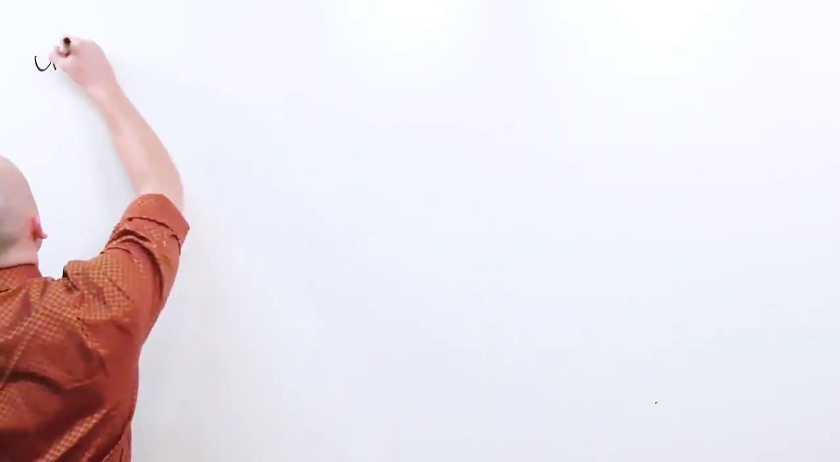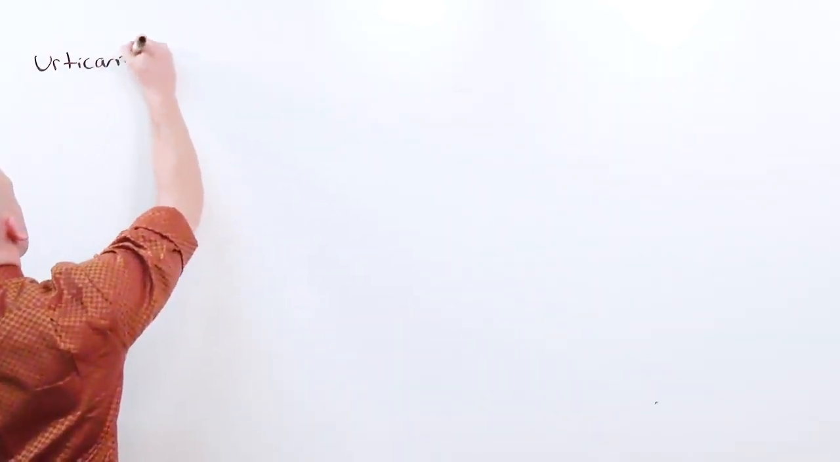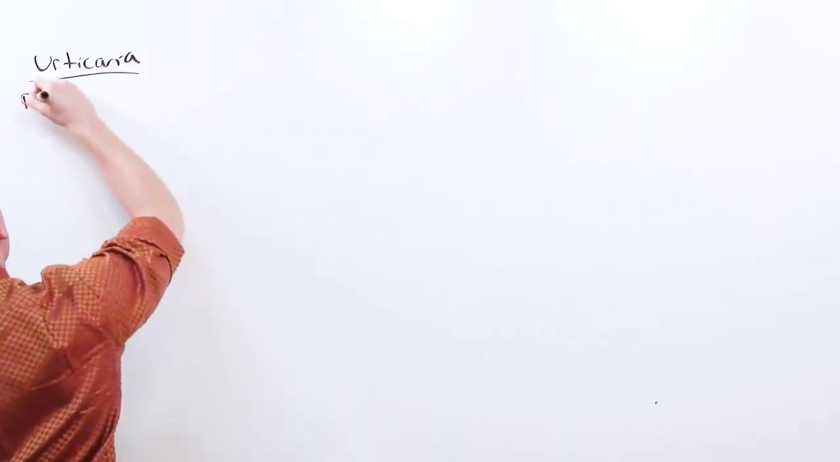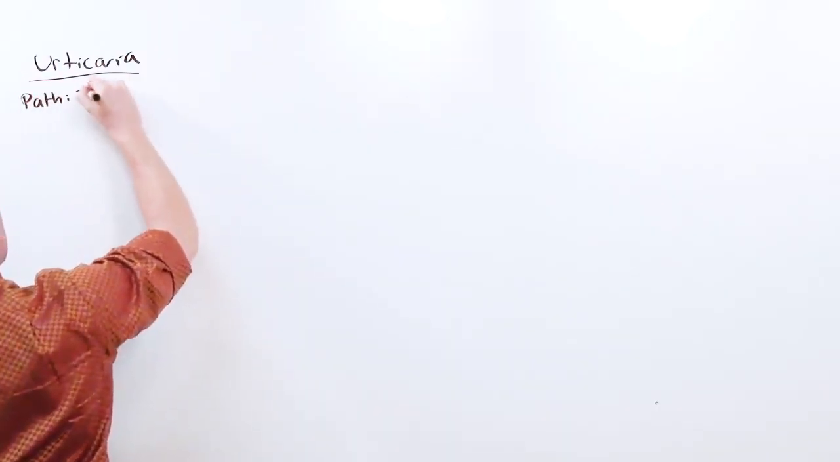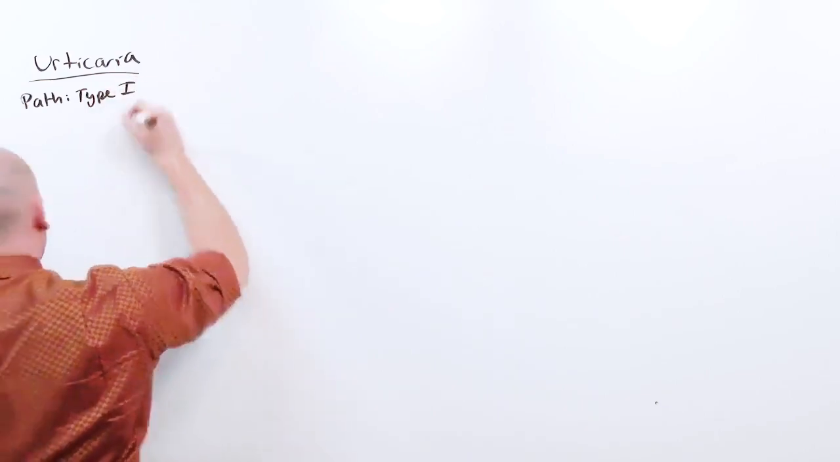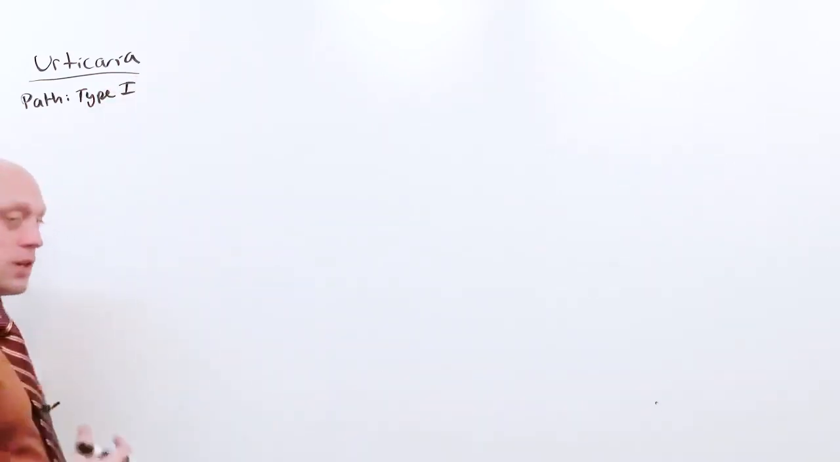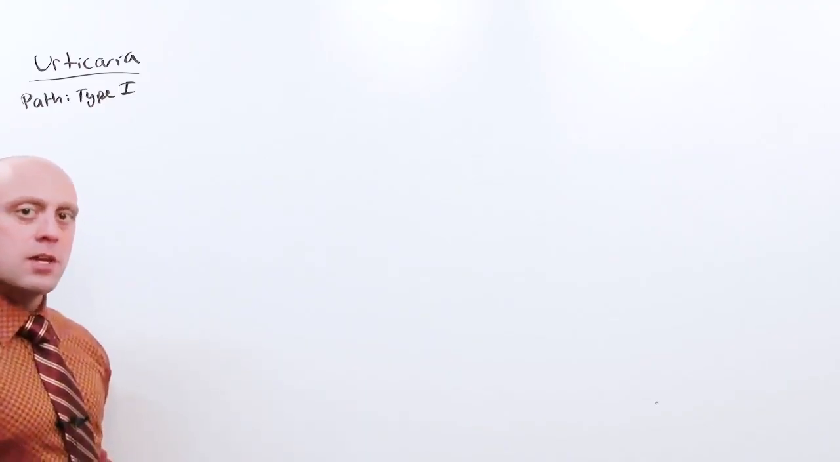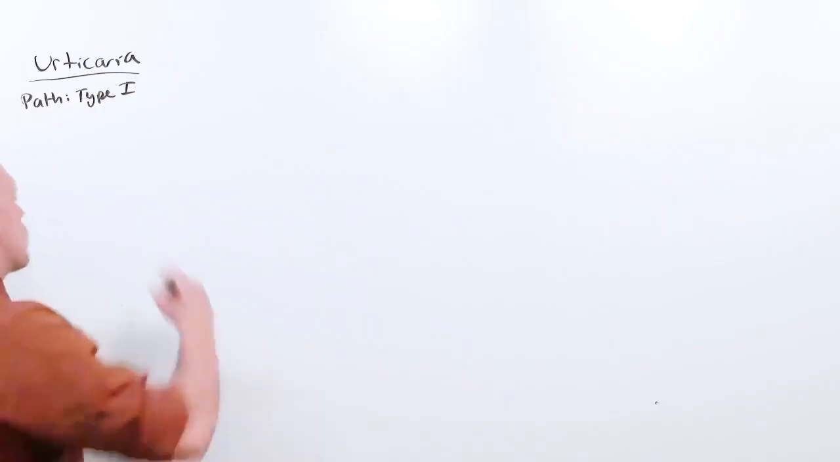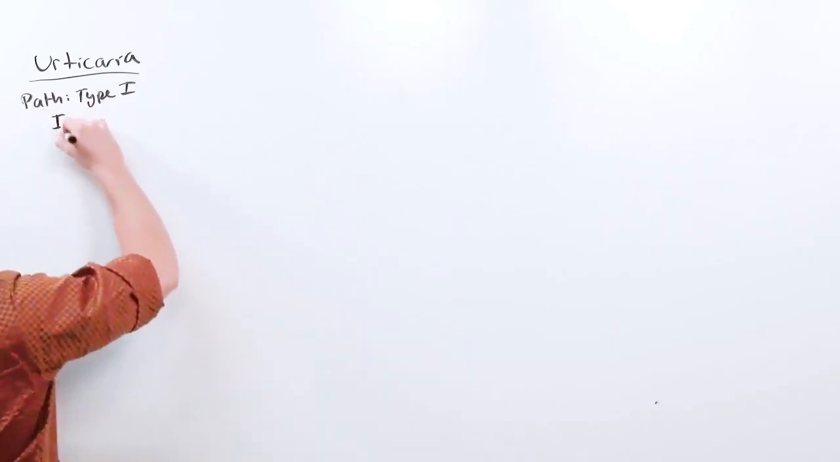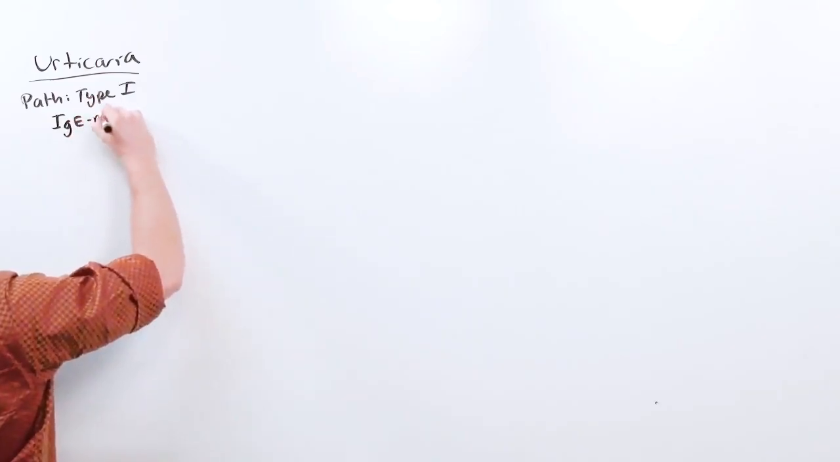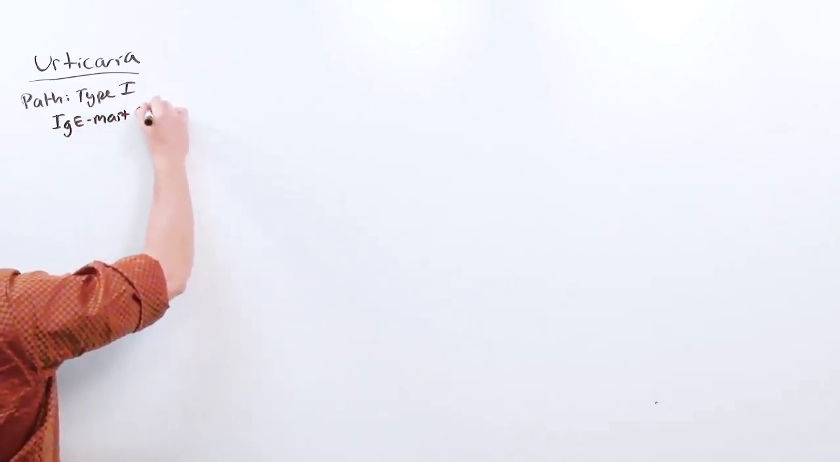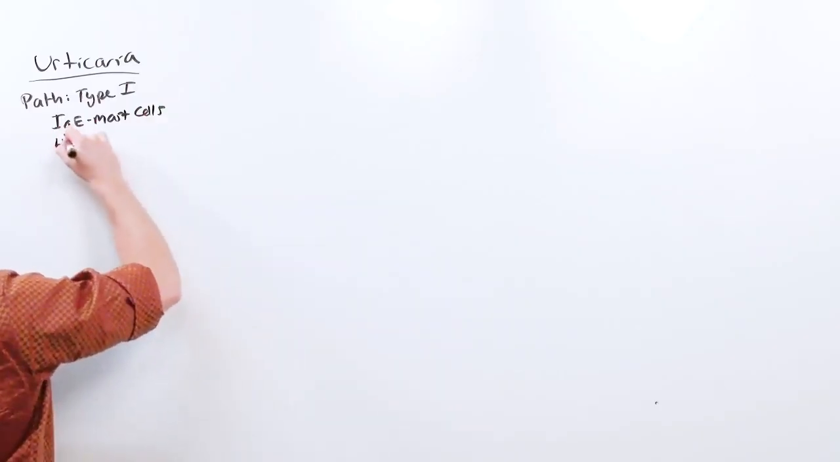We're going to start with urticaria. Urticaria is a type 1 hypersensitivity reaction. It's all about the mast cells degranulating. Anything that causes mast cell degranulation can cause urticaria. But what I want you to remember is that IgE cross-links mast cells, leading to release of histamine.